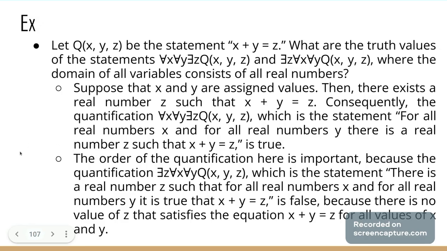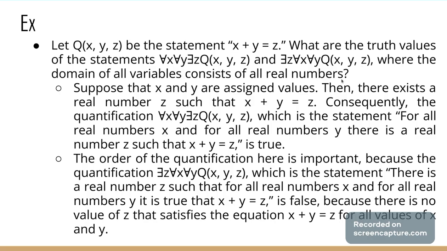Okay, now let's look at some examples. Again, we are looking at the order of nested quantifier statements. Let Q(x, y, z) be the statement x plus y is equal to z. What are the truth values for: for all x, for all y, there exists z, Q(x, y, z), and there exists z for all x, for all y, Q(x, y, z), where the domain of all variables consists of all real numbers?